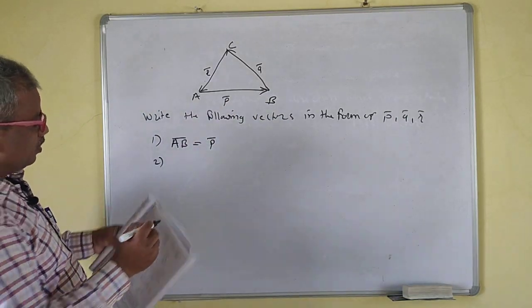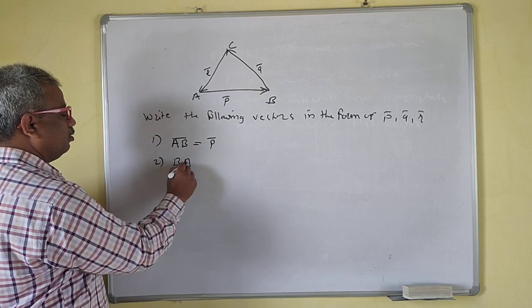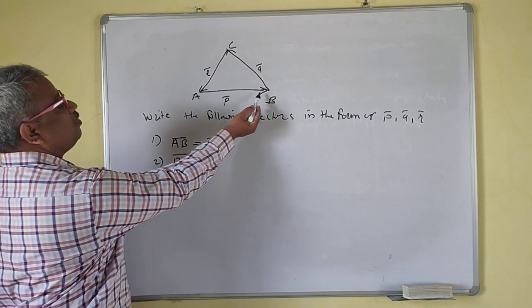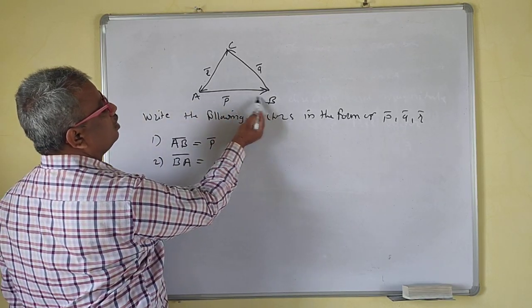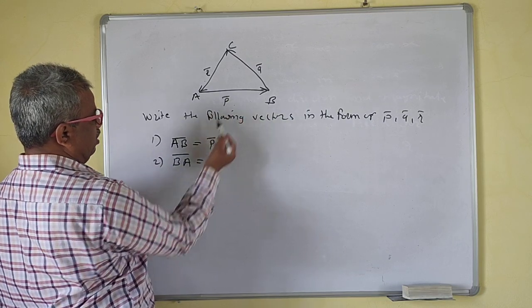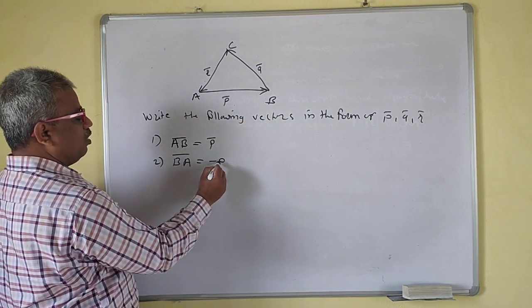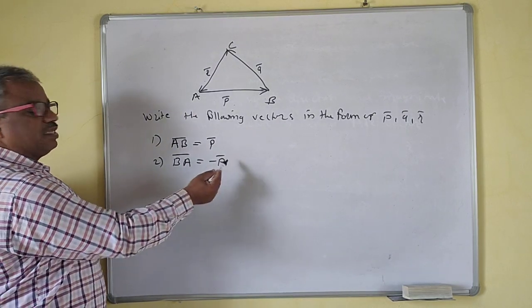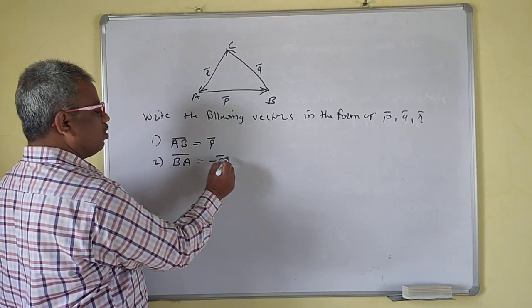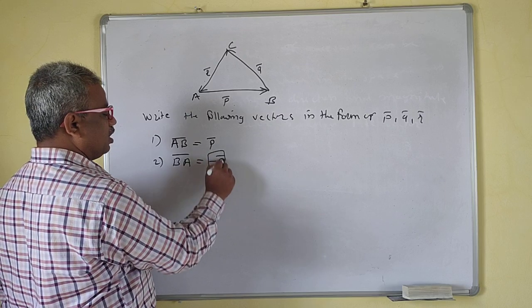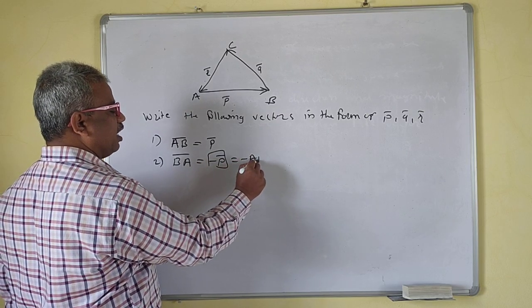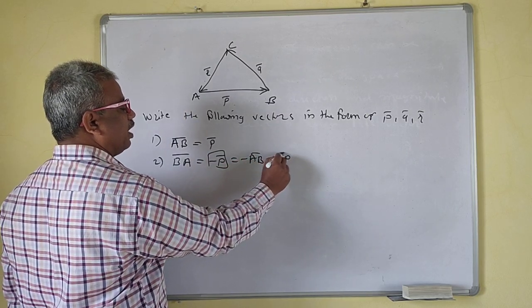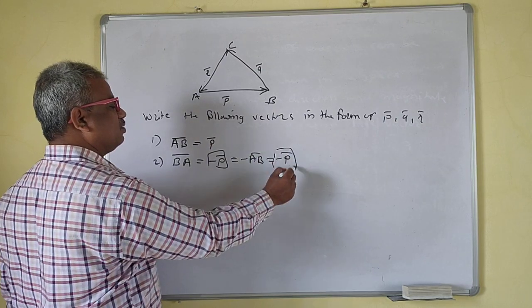Second, BA bar. Now see, this is BA bar. This AB bar is your P bar. Now you want BA bar, so this is minus P bar, because BA bar is the same as minus AB bar. You may write minus AB bar, and this is the same as minus P bar. But the expected answer is this.